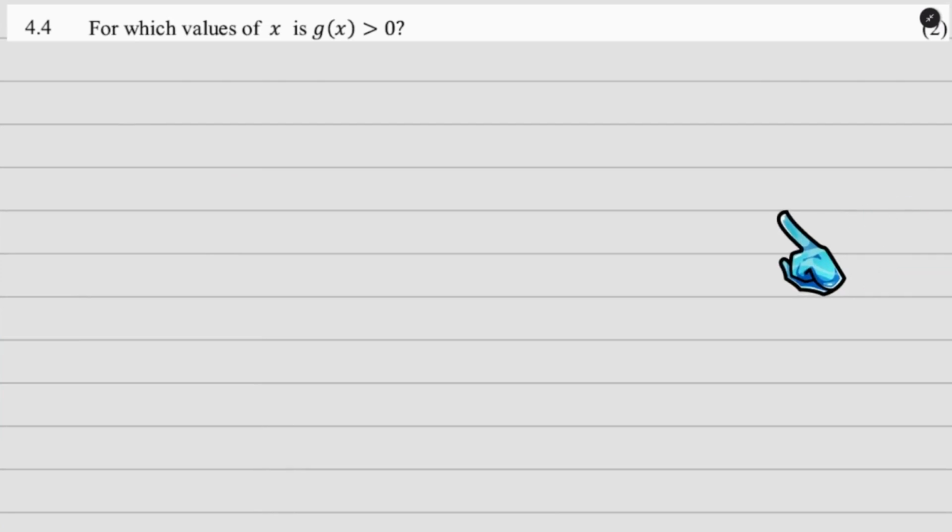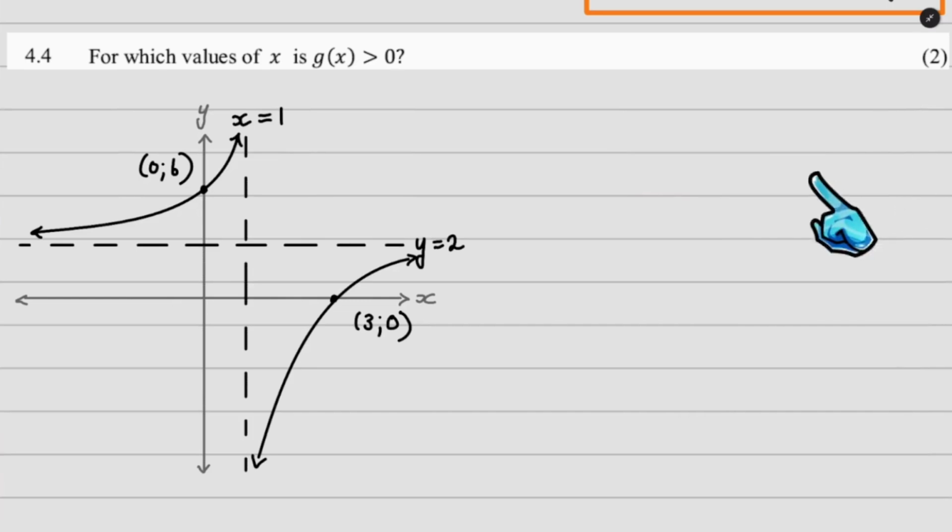And then the last question from question 4 asks us, for which values of x is g of x bigger than 0, aka is g of x positive? So we have to do this by looking at the graph. So g of x is a placeholder for y. So they're asking you where are the y values bigger than 0. So I can see that's happening over here.